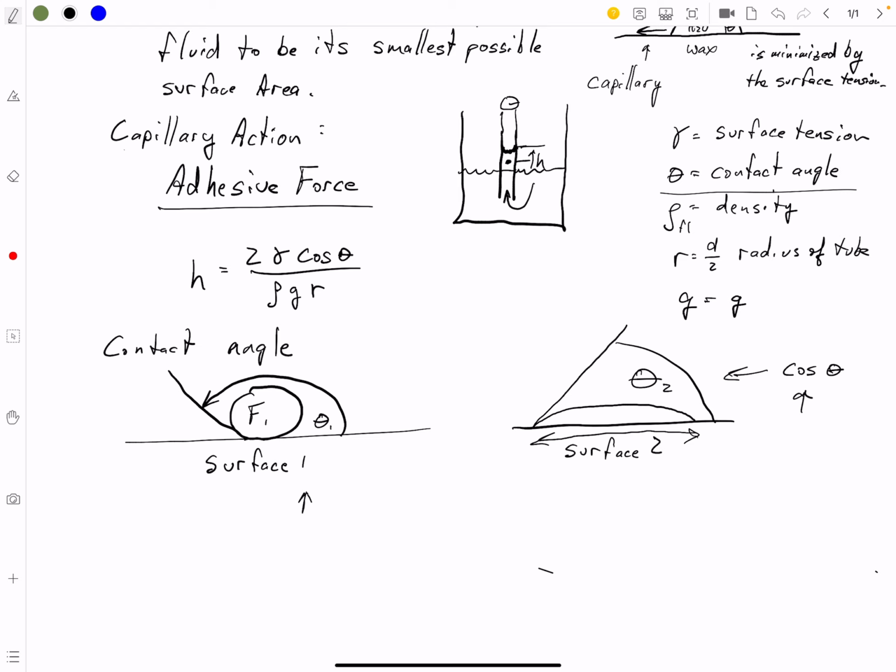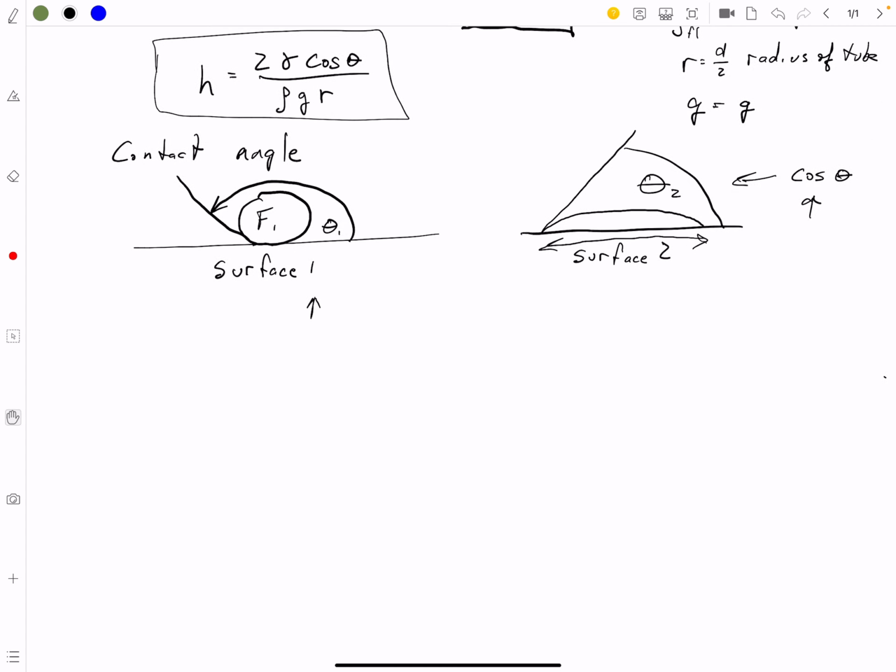So h is directly proportional to our cosine of theta. It's directly proportional to our surface tension, which is kind of counterintuitive, but inversely proportional to the density of the fluid and the radius. So as the radius gets larger, our h goes down. These proportionalities for that equation are important. You want to be able to say if this goes up, this goes down, and vice versa.